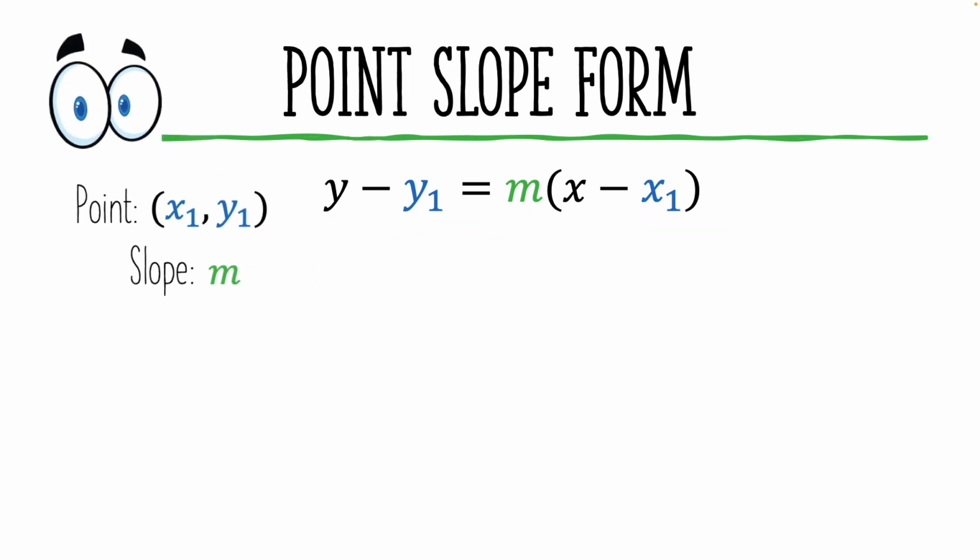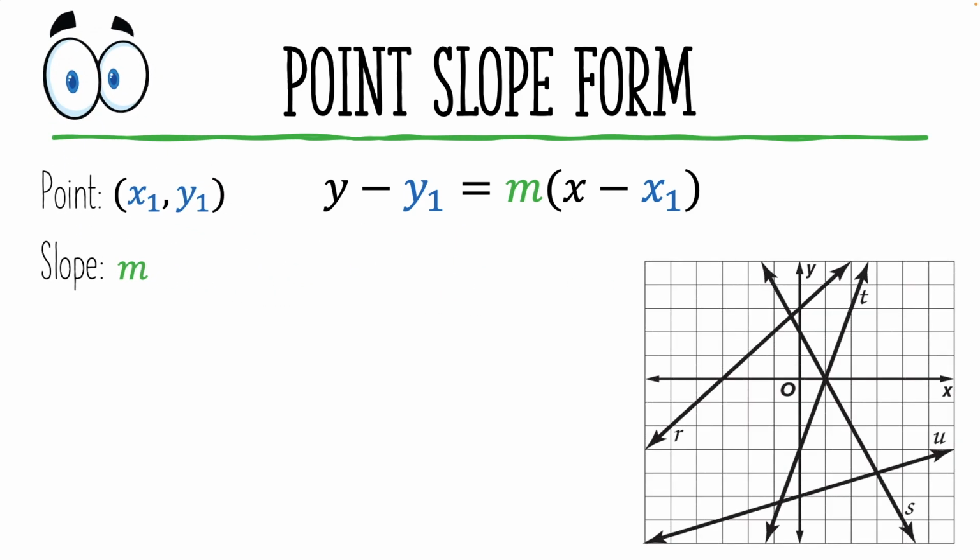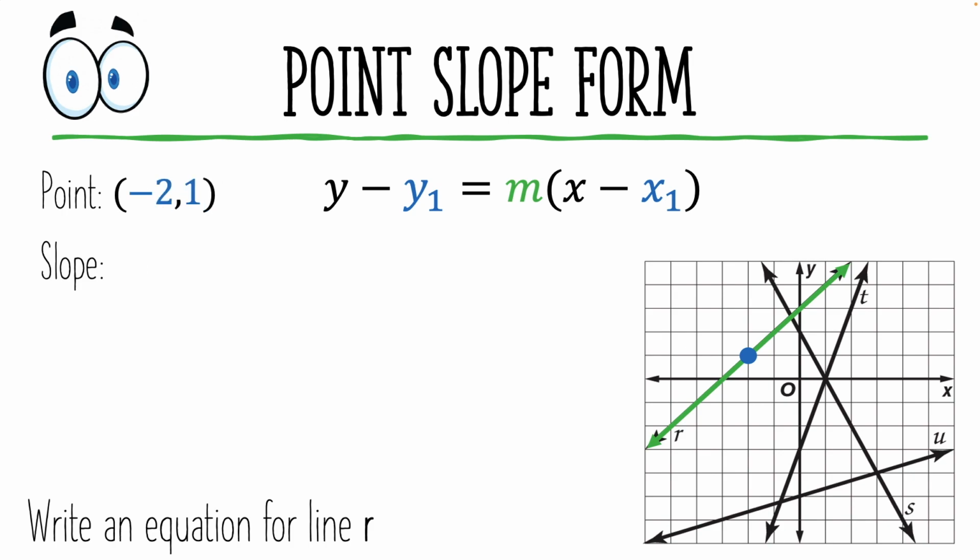All right, so let's see how this works out. Here's a bunch of lines, and we're going to start by writing an equation for line R. I put that in green there. Let's put it through the point (-2, 1). Now the slope of the line, if you just count rise over run, is 1. Everything that I put in black in the equation always stays the same. So you can just get that ready and fill it in with the stuff that you know.